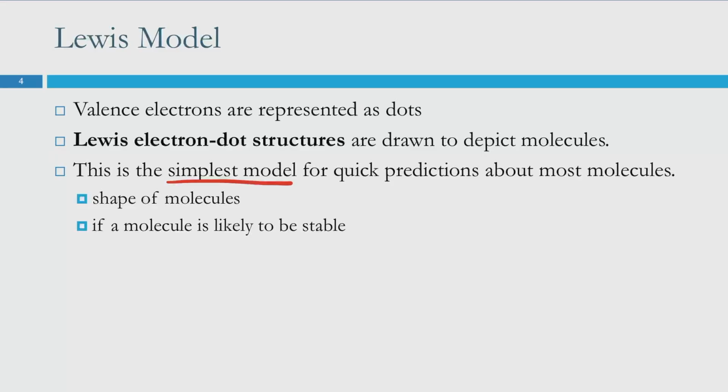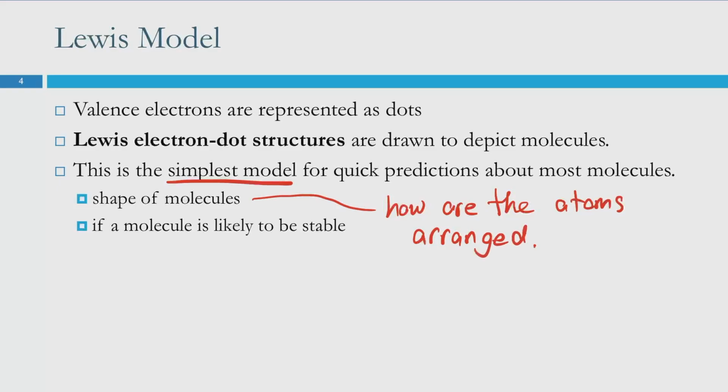Some things that we're going to be predicting are shapes. Like, how are the atoms arranged? What does it look like? And stability. With the Lewis model, you could just shovel any number of atoms together and see if they'll bond. And if we can come up with a stable Lewis model, then maybe it could exist.